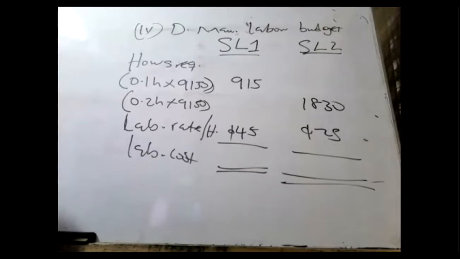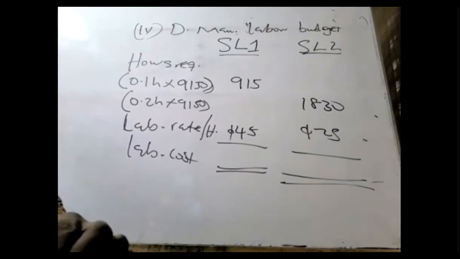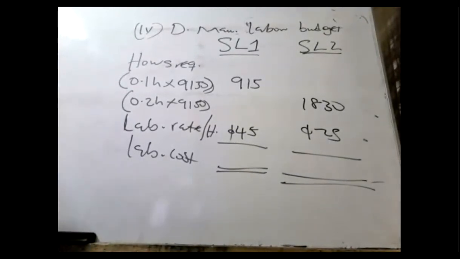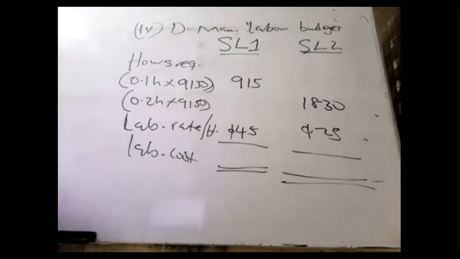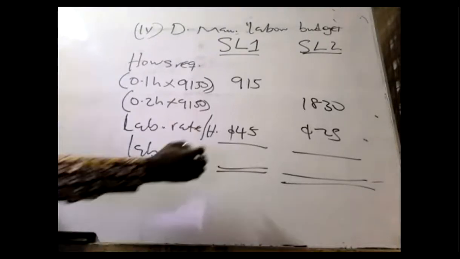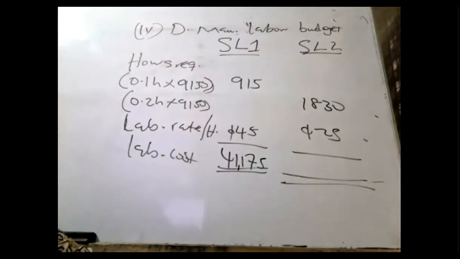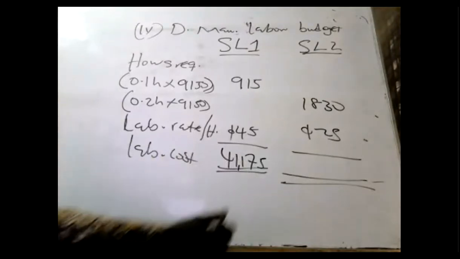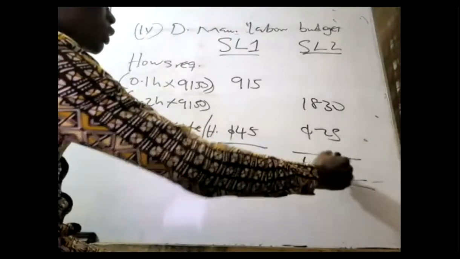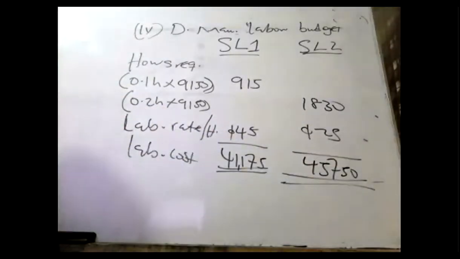Basically, that is the end of the functional budget, how to prepare functional budgets, prepared by the various departments. So I get something like 41,175, then I get something like 45,750. That's the end of the game.